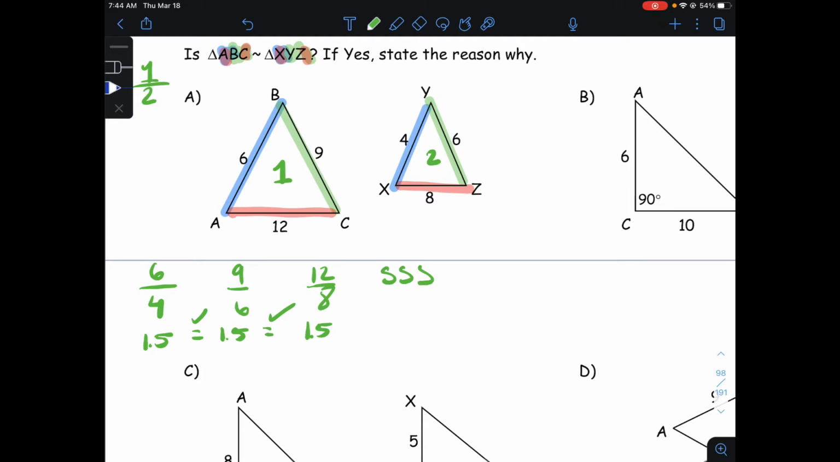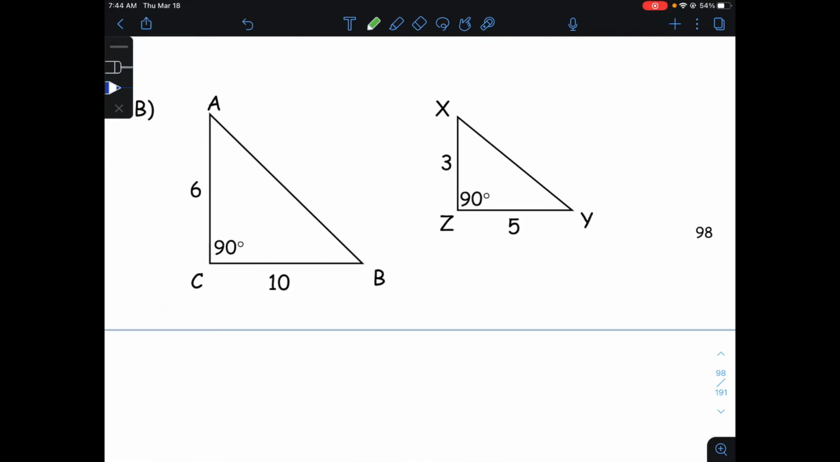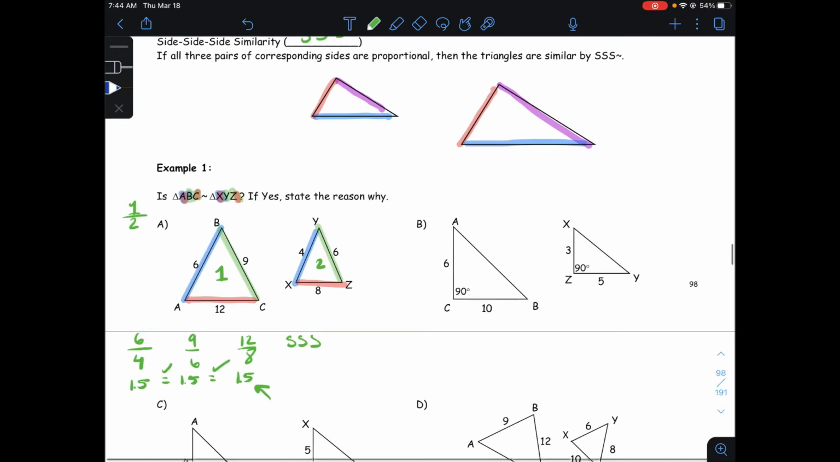Now, if we had calculated these proportions and just one of these didn't give us the same number as the other two, then we wouldn't be able to say that they're proportional. So you have to make sure that when you divide, you're getting the same value every time. All right, so let's take a look at these two. I'm looking and I know I'm going to have to try and prove these similar.